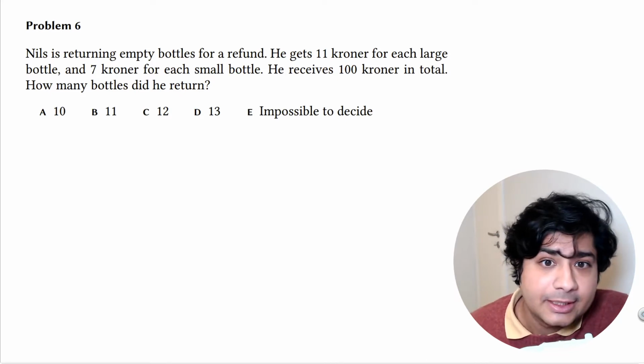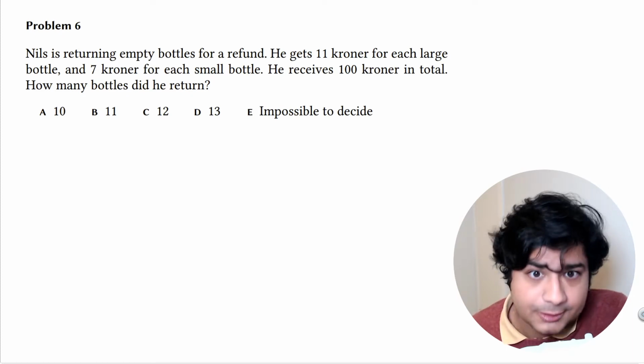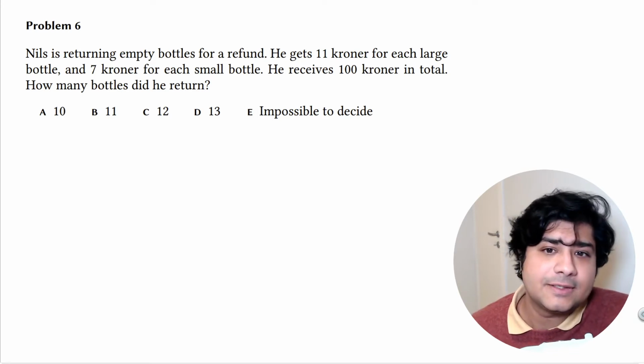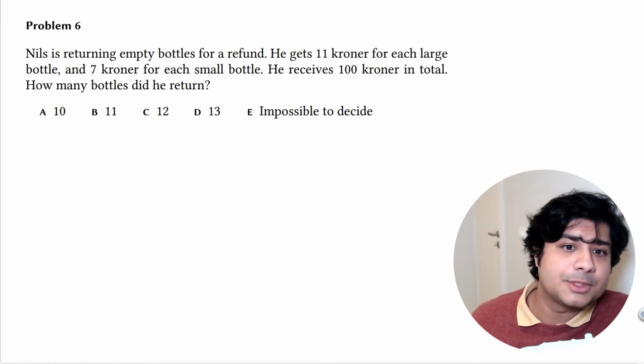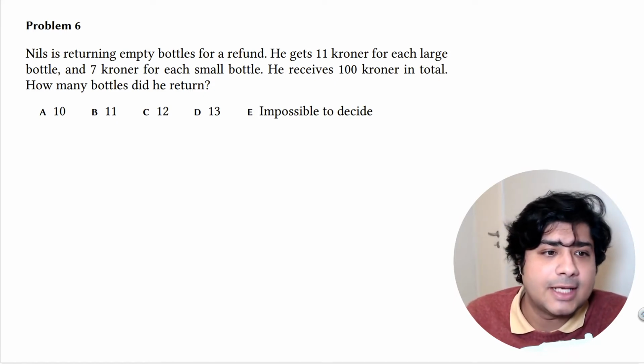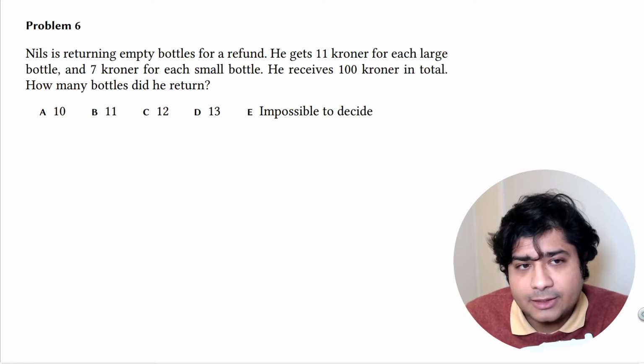So anyway, he gets 11 kroners for each large bottle and 7 kroner for each small bottle. He receives 100 kroner in total. How many bottles did he return? Then we have an option here, impossible to decide. Whew. Okay, how to think about this.